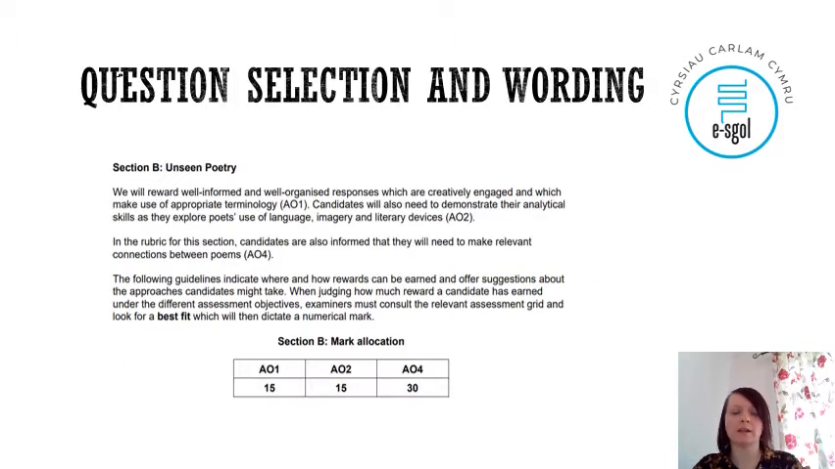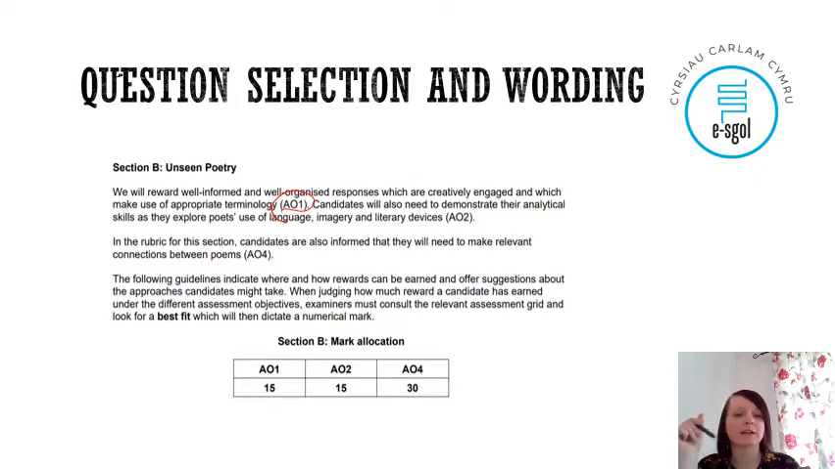Then if we look at the question selection and wording, Section B, the unseen poetry. It states here that WJEC will reward well-informed and well-organised responses, which are creatively engaged and which make use of appropriate terminology. That's the AO1 here. Candidates will also need to demonstrate their analytical skills as they explore poets' use of language, imagery and literary devices. So the analytical skills that we were discussing last week come into play here as well.